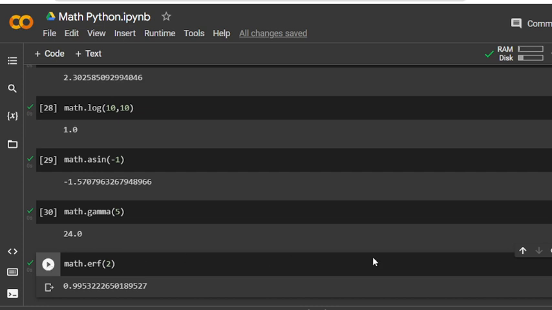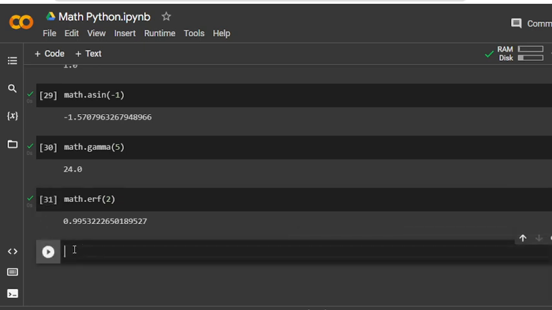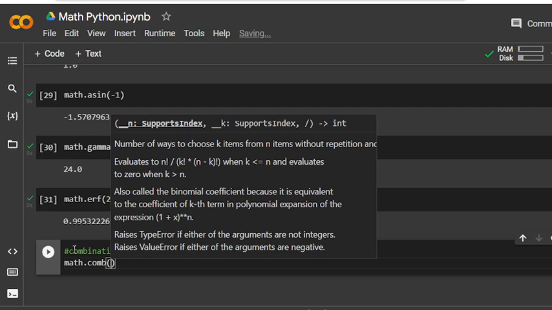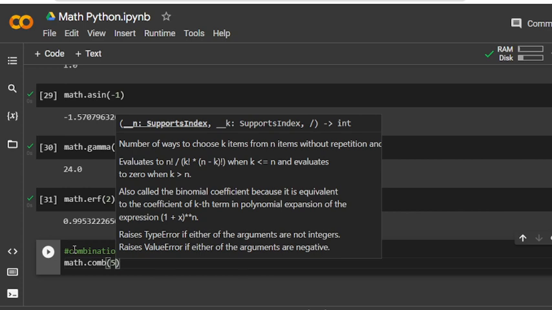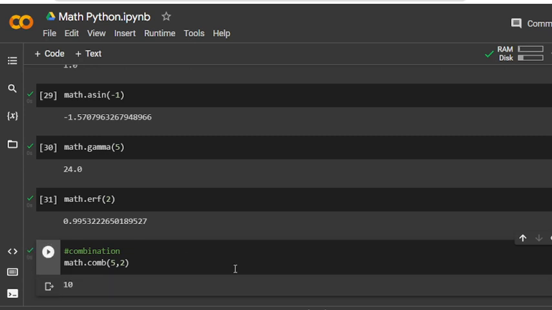So for combinations, I am going to use the definition right here, math.comb, and I need to get 5 comma 2. So we can get a combination of 10.